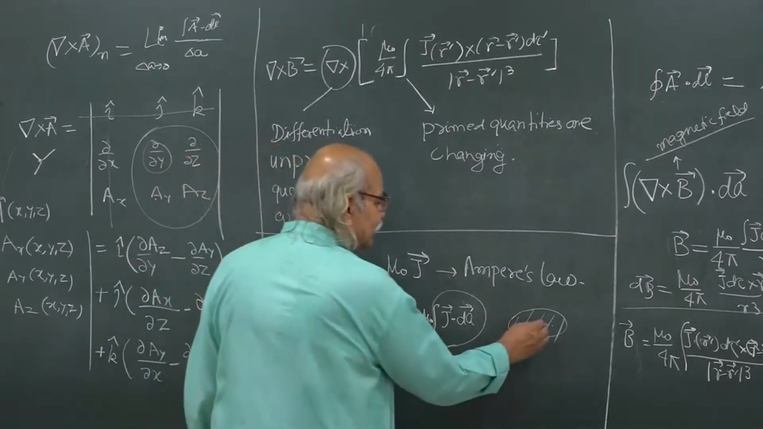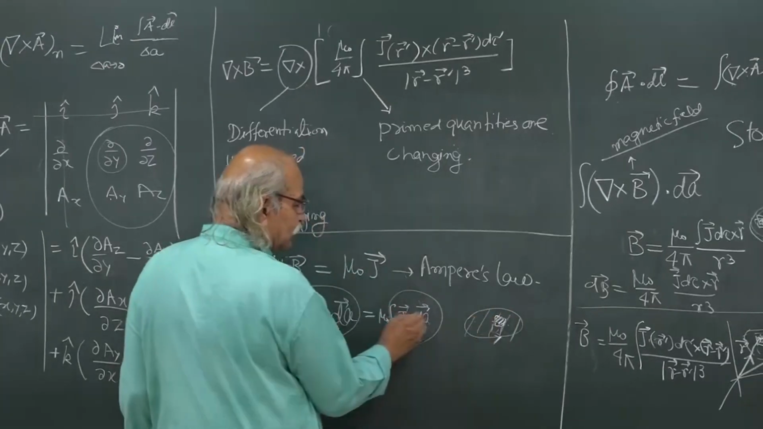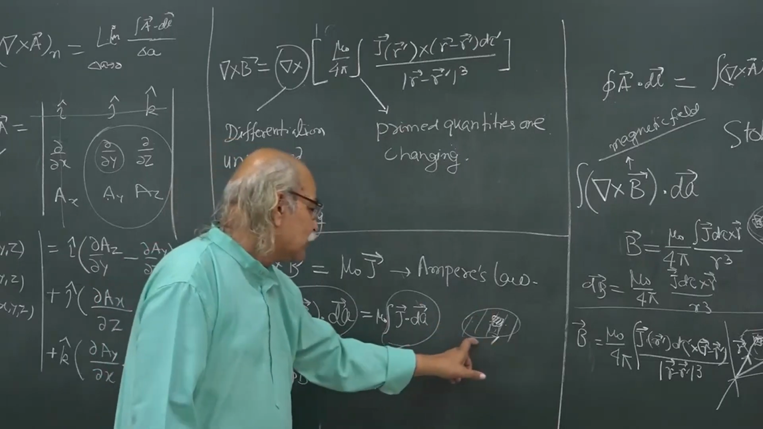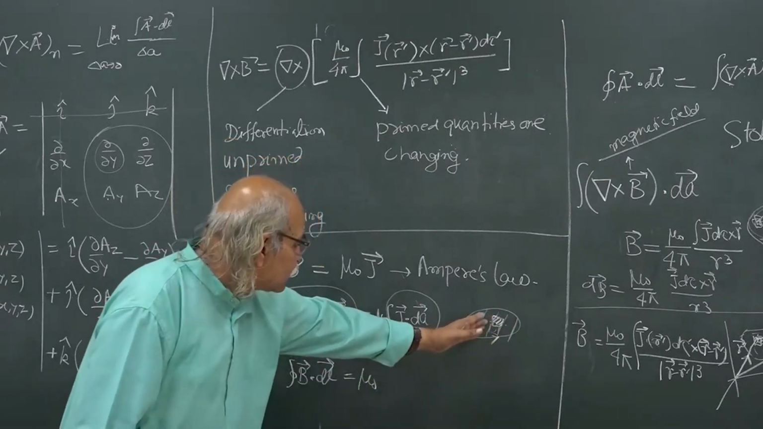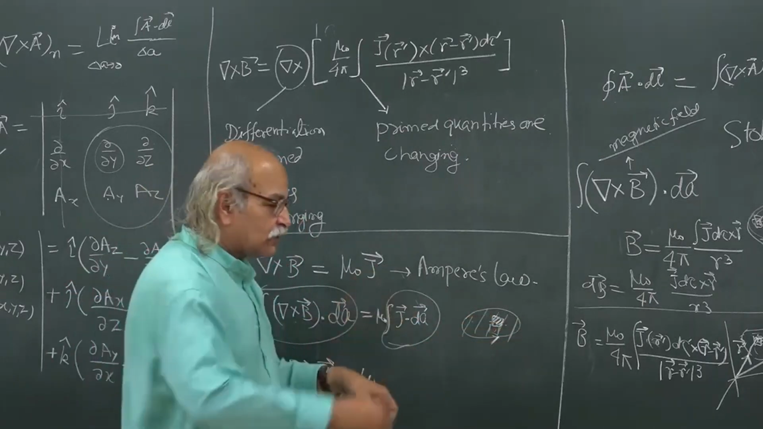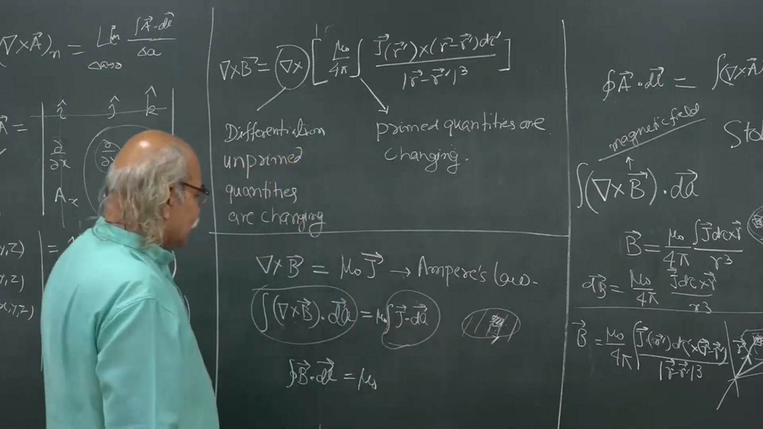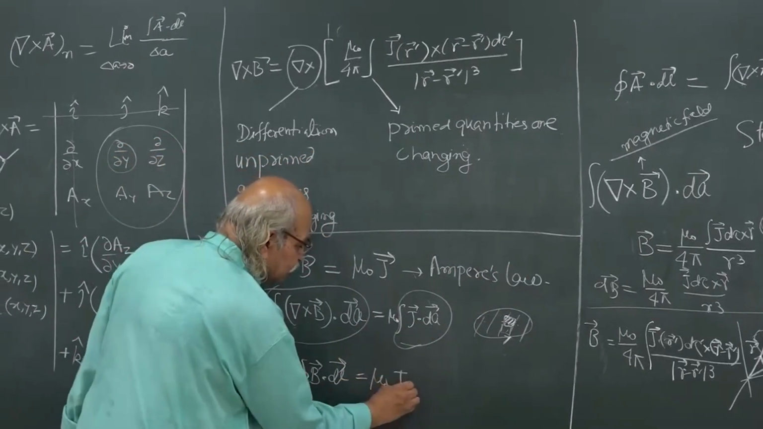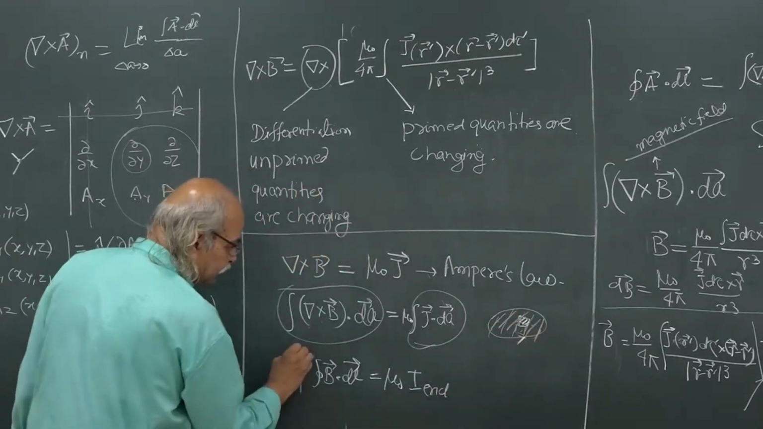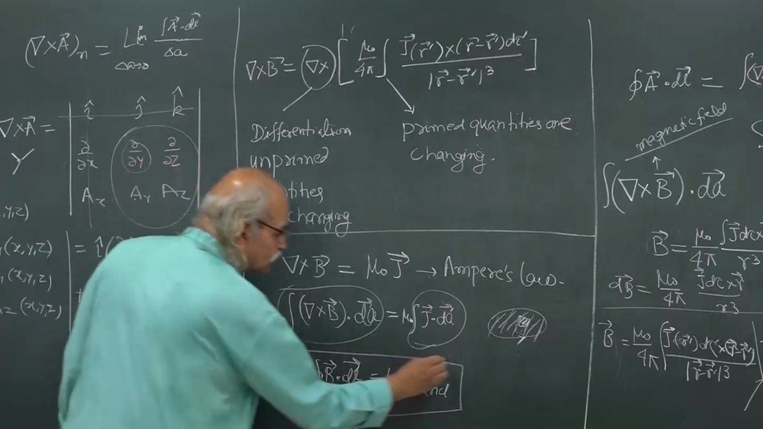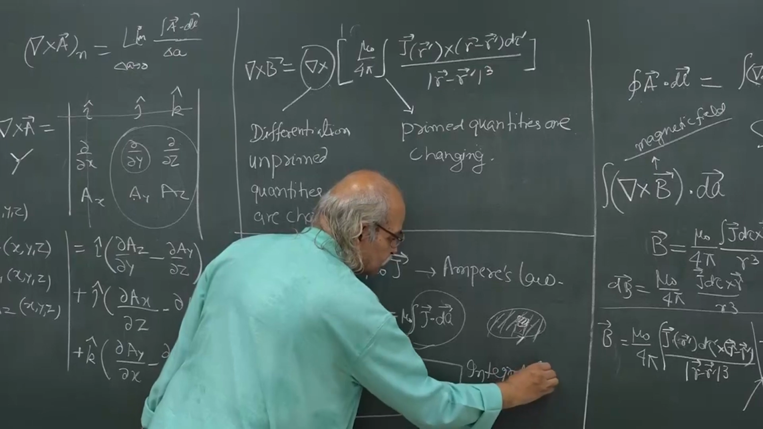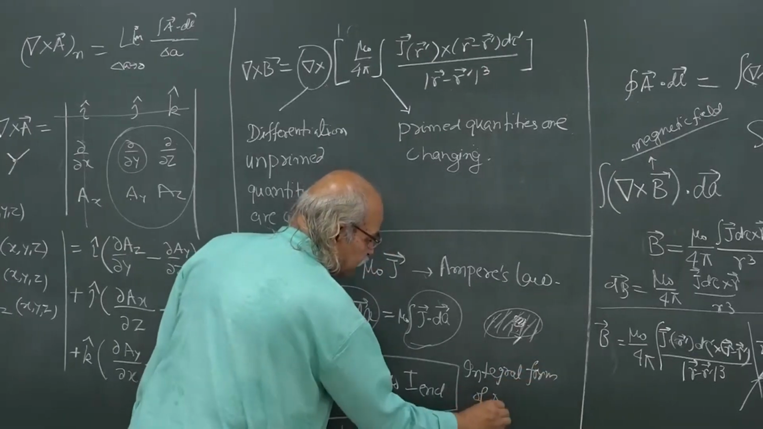So, for each dA, this j dot dA tells you how much current is coming out of this surface, and if your arrow is this way, the positive j direction will be coming out of the board, so from here you see it is anti-clockwise. So, this is the total current which is enclosed inside this area. This is another form of Ampere's law, the integral form of Ampere's law.